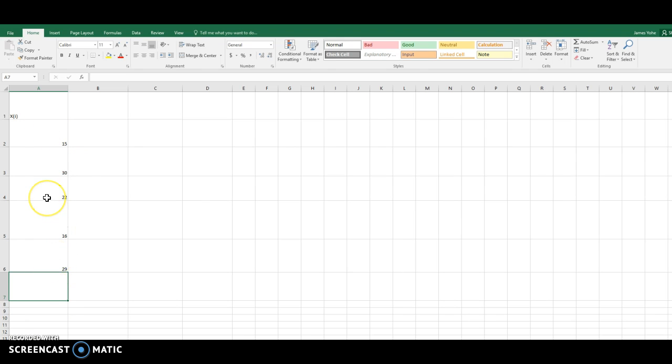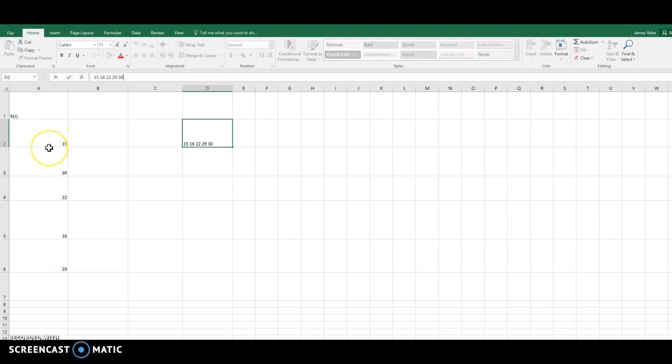Now, the first thing that we'll want to do here is organize these or arrange them from highest to lowest. So I'm just going to create a separate cell over here. We'll start with the lowest. 15 is the lowest number, followed by 16, followed by 22, followed by 29 and 30.